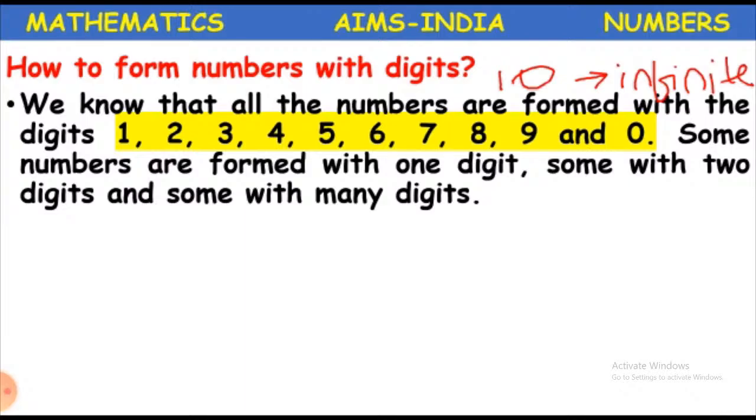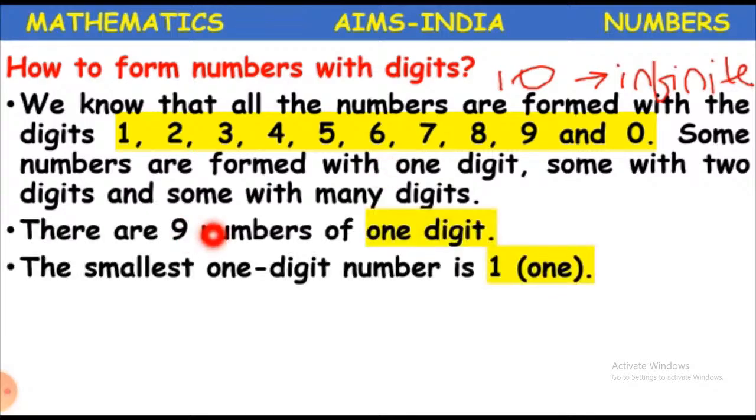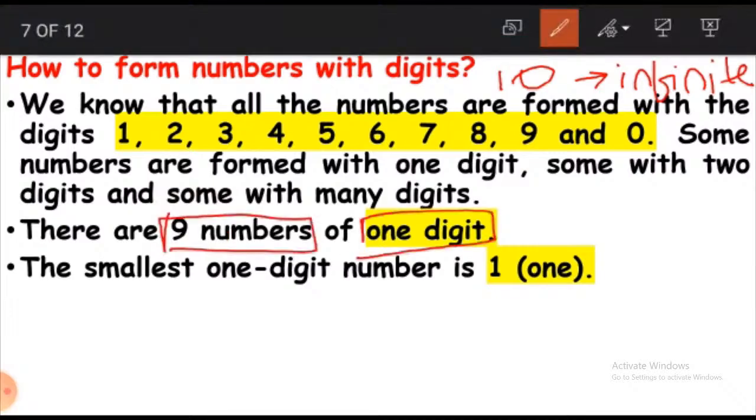Let us start with one digit numbers, the least. There are 9 types of one digit numbers. How many numbers do we have? We have 9 numbers of one digit. And what are those 9 numbers? 1, 2, 3, 4, 5, 6, 7, 8, 9.